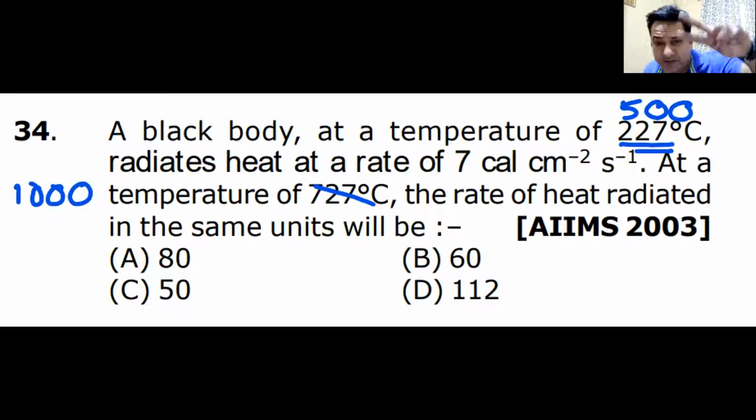The temperature has become twice. Emissive power is directly proportional to T raised to the power 4. Temperature has become twice, so emissive power will become 16 times. The initial emissive power is 7. The final emissive power will be 7 multiplied by 16, and the answer would be 112.